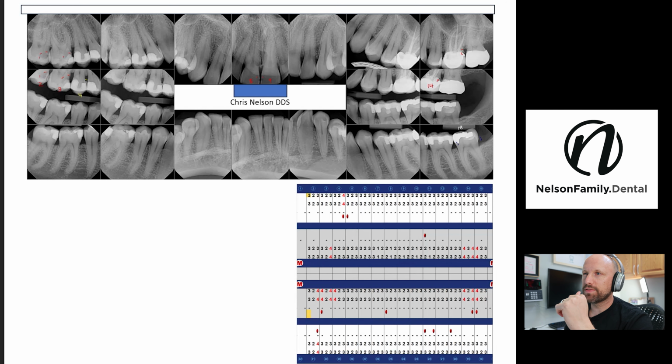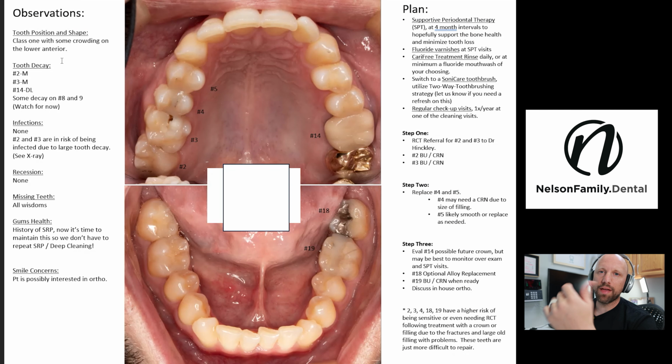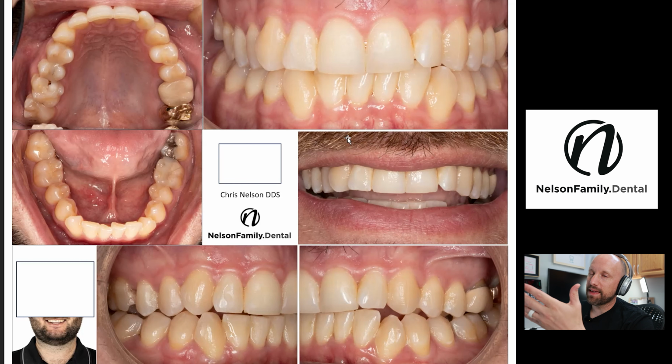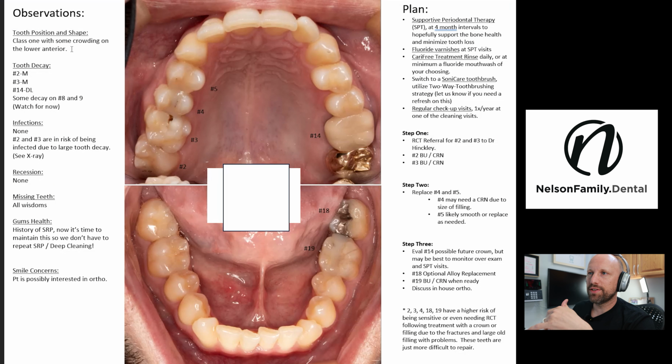So his comprehensive exam, this is the format that we use for all of our new patients, and we'll start off with the list of observations. So the observation list, his tooth position and shape is pretty good. He's class 1 with some crowding on the lower anterior. You can see here there's some stacking of the teeth, and that happens a lot. So class 1 with some crowding on the lower anterior.